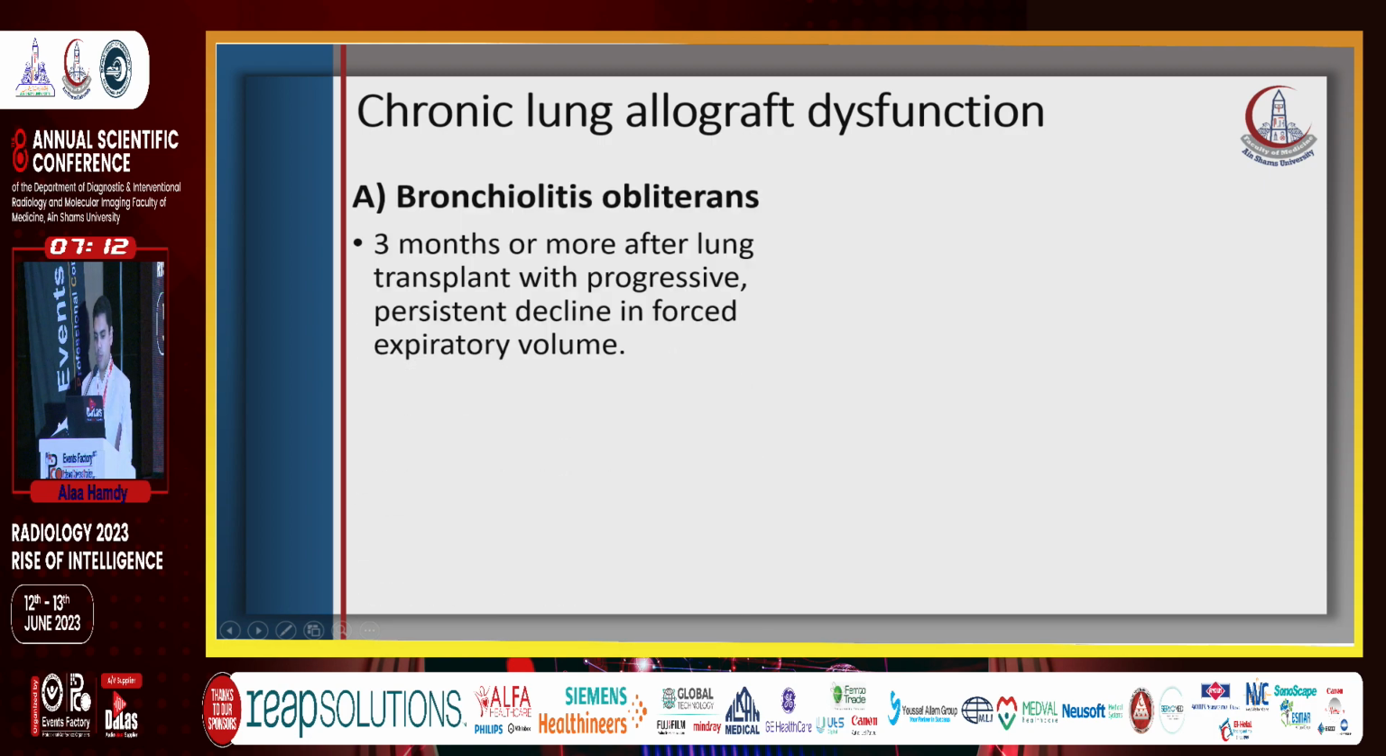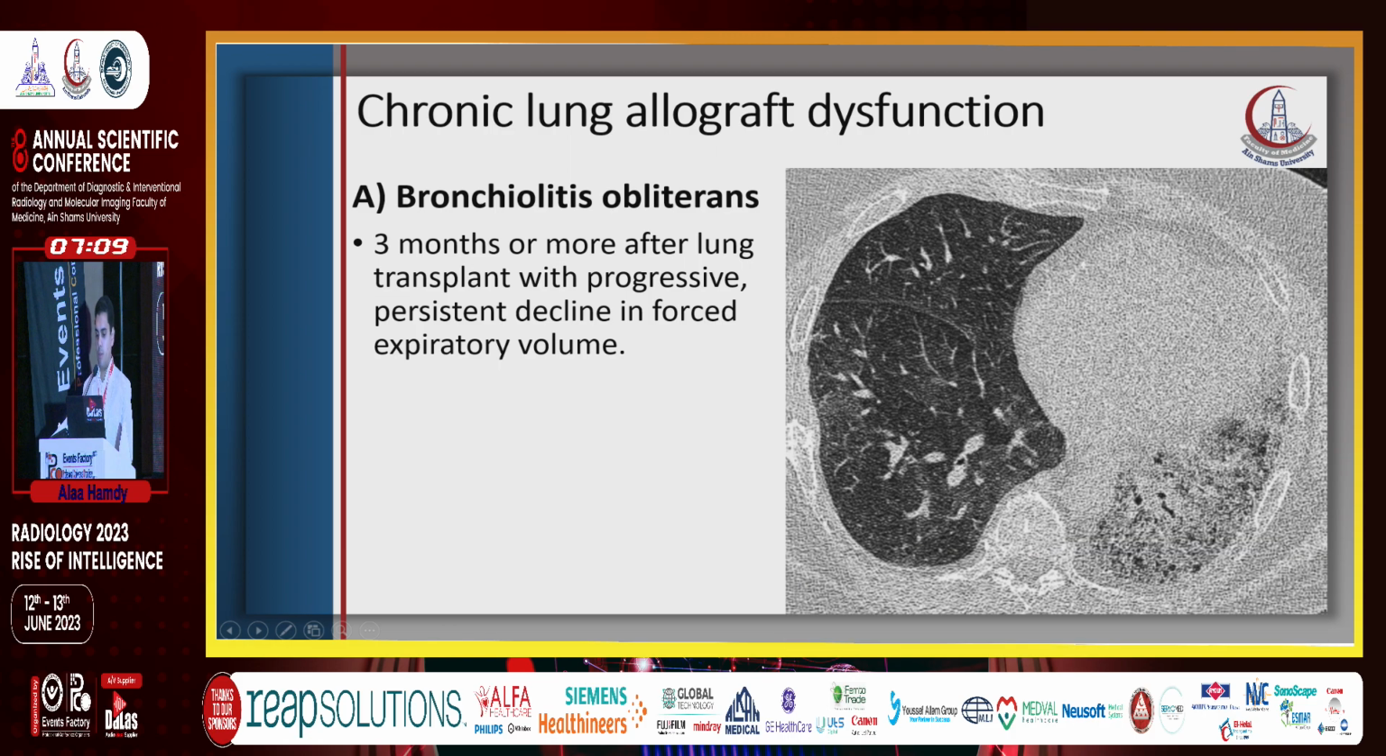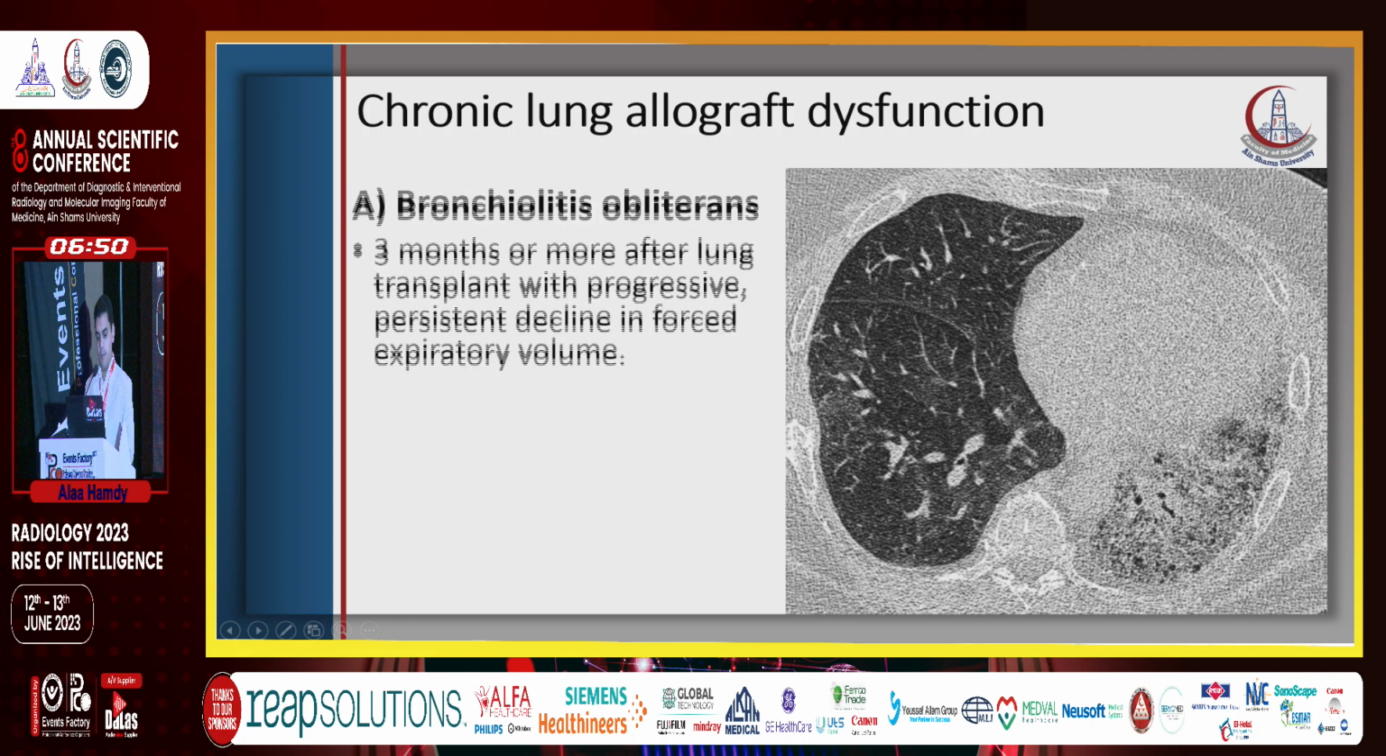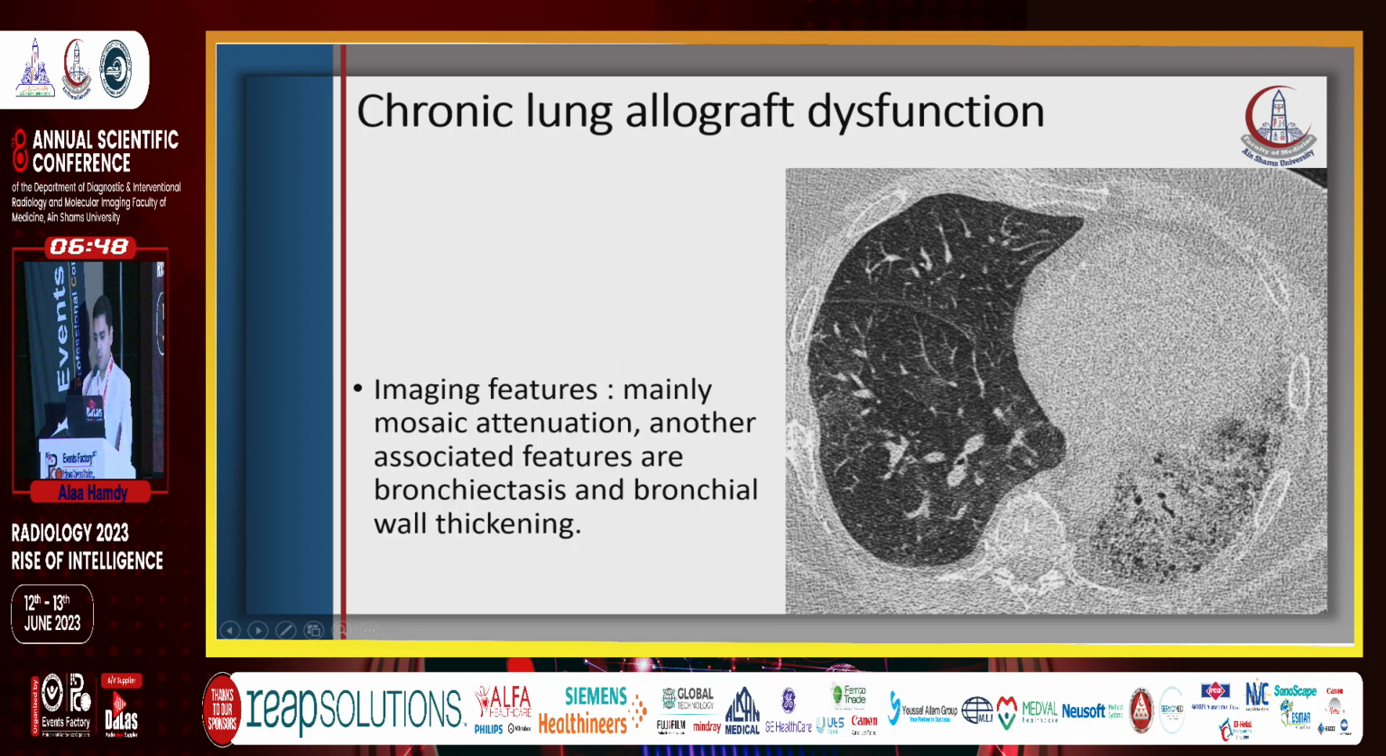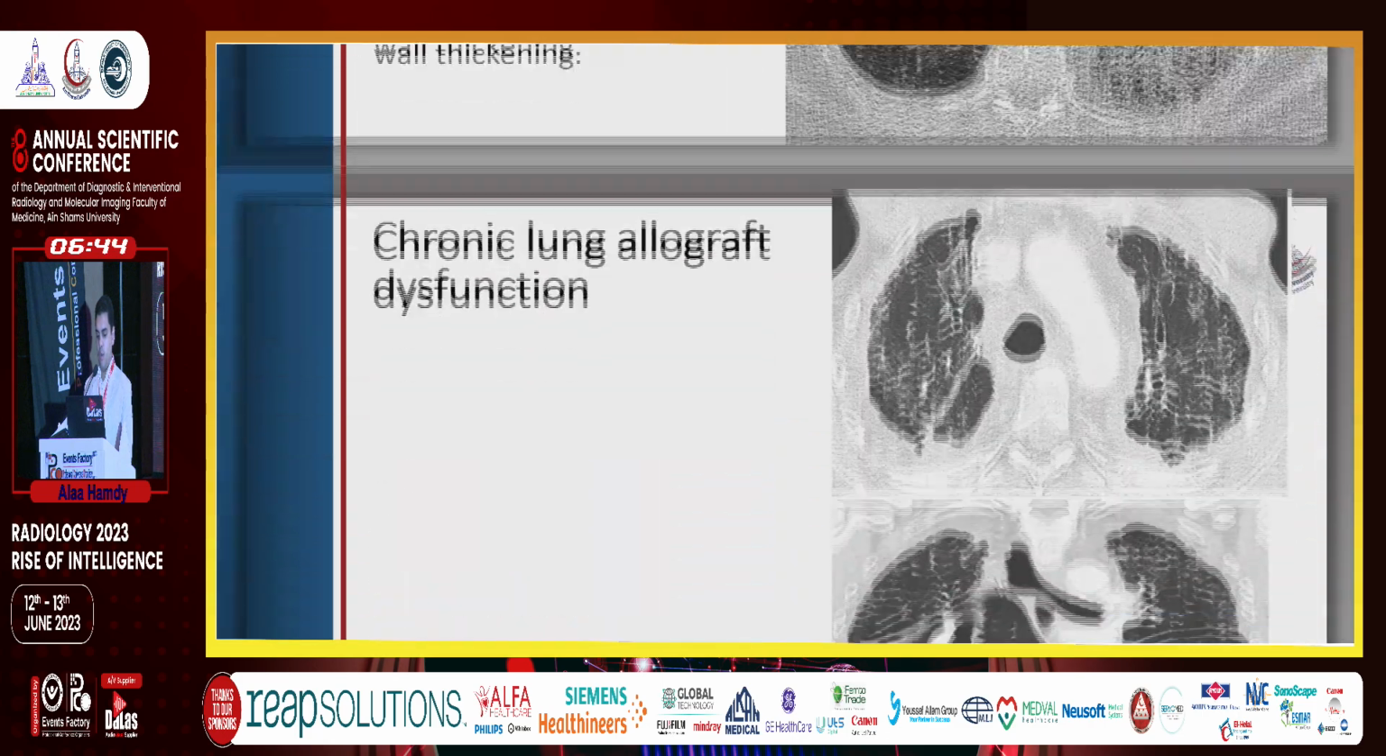Bronchiolitis obliterans occurs 3 months or more after lung transplantation with progressive decline in the forced expiratory volume. We have here a 55-year-old man with single lung transplant. CT features are showing mosaic attenuation of the transplanted lung. The native left lung here is fibrotic. 1 year later, this right lung developed pulmonary fibrosis. Imaging features of bronchiolitis obliterans are mosaic attenuation, bronchiectasis, and bronchial wall thickening.